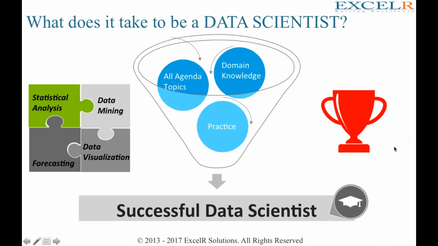All right. What does it take for y'all to become a successful data scientist? 4 key concepts or 4 broad areas: statistical analysis, data mining, forecasting, and data visualization. In the industry, if you go to attend any interview on data science, these are the 4 concepts based on which questions will be asked of you all. So to become a successful data scientist, the first step is attend all the classes without fail. Please take out some time.